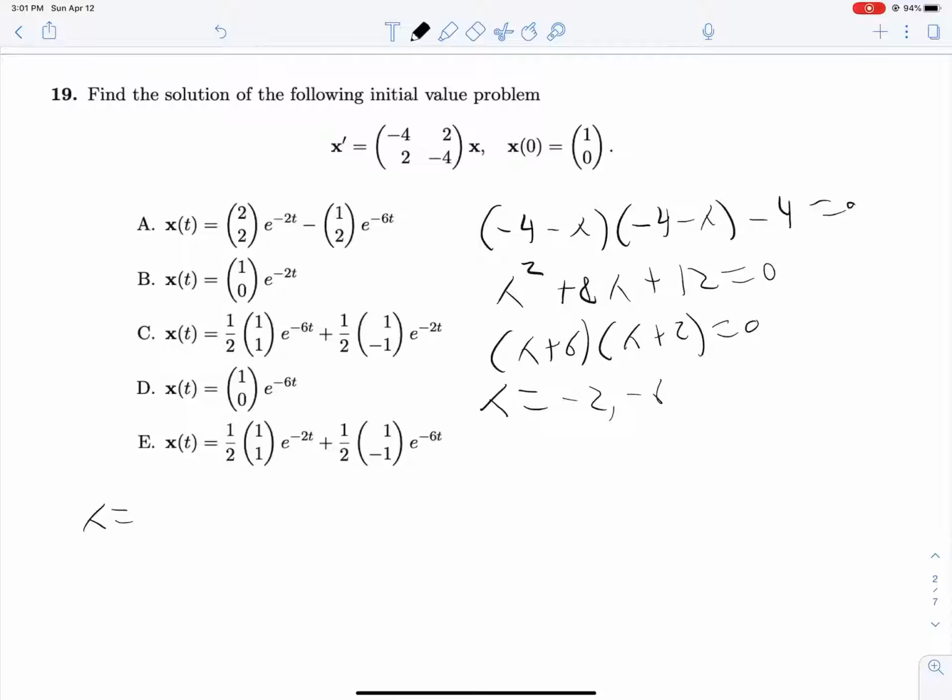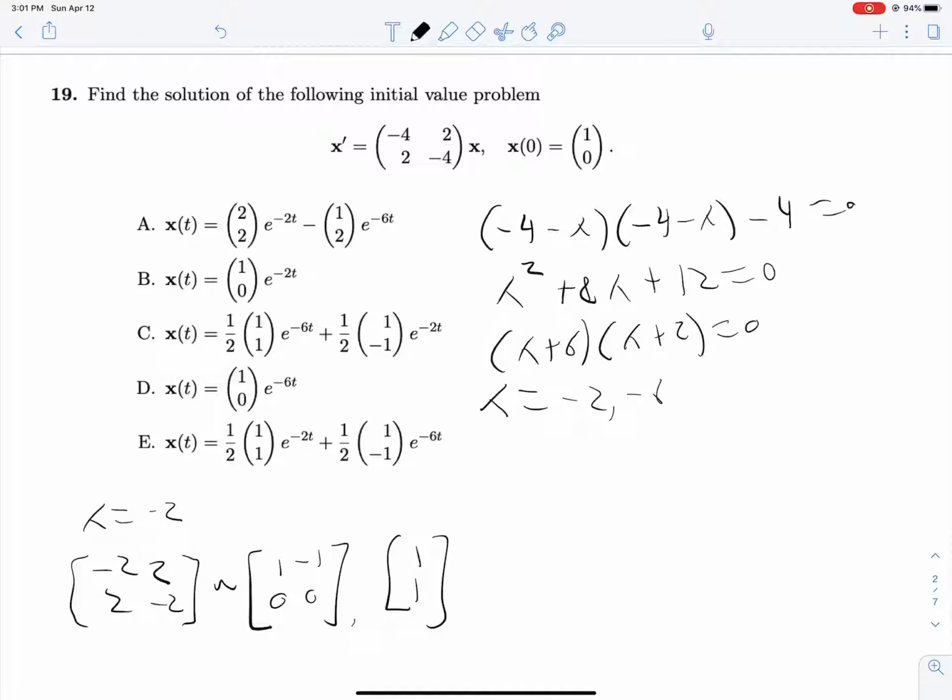For lambda is equal to negative 2, A minus lambda I will give us negative 2, negative 2, 2, 2. We can simplify this down to 1, negative 1, 0, 0, and pull out our eigenvector of 1, 1, because this top equation can be rearranged to say x1 is equal to x2. So there's our first eigenvector. For lambda is equal to negative 6, A minus lambda I will become 2, 2, 2, 2. Simplifying things down, 1, 1, 1, 1. So we get an eigenvector of negative 1, 1.